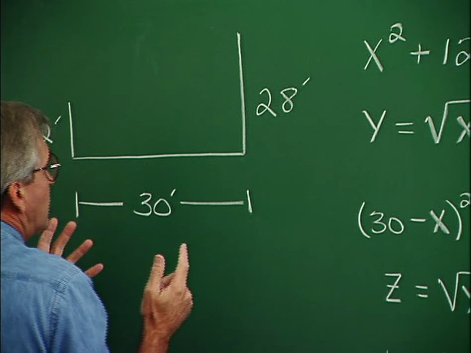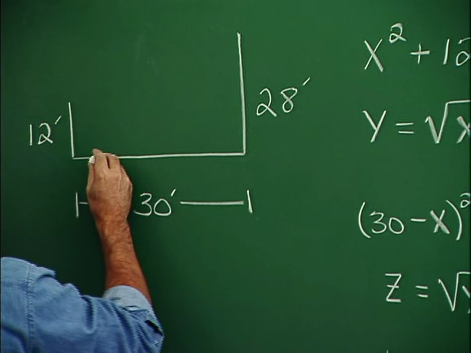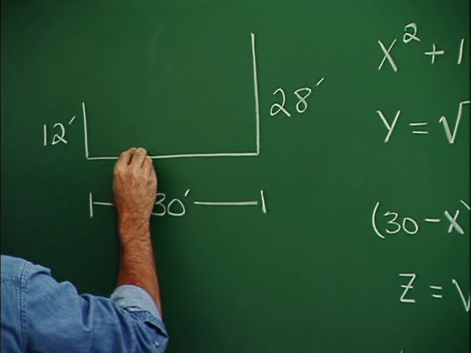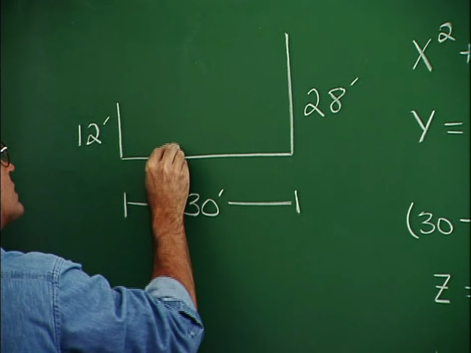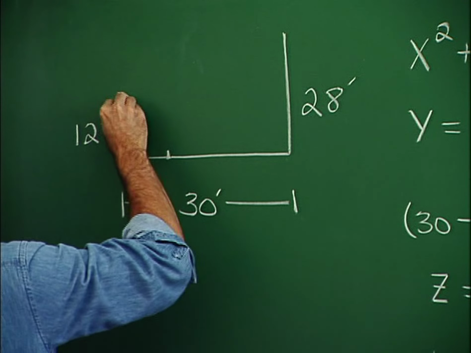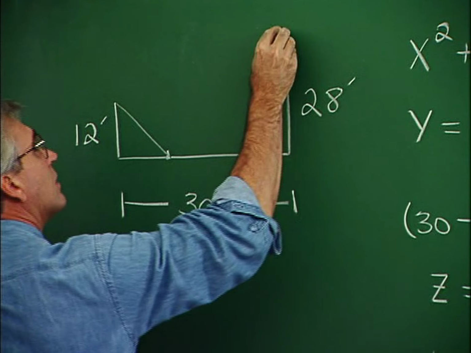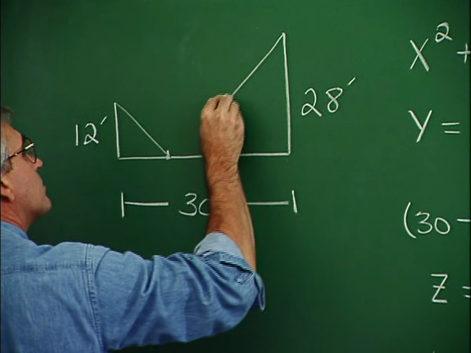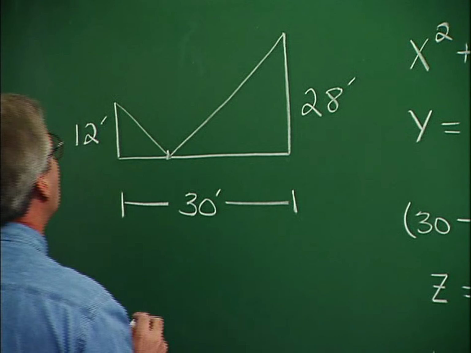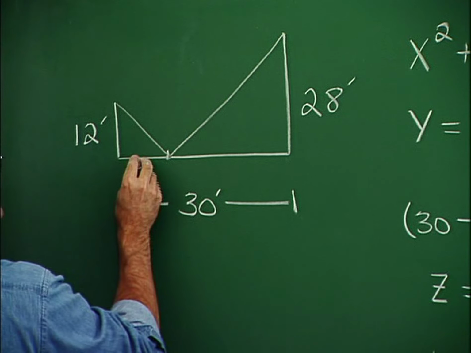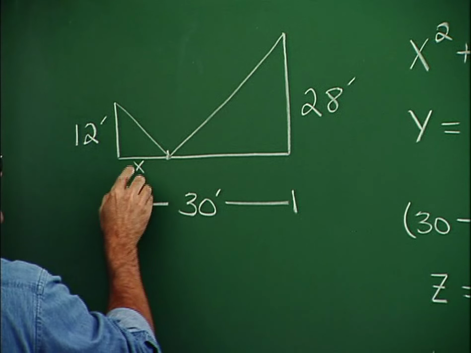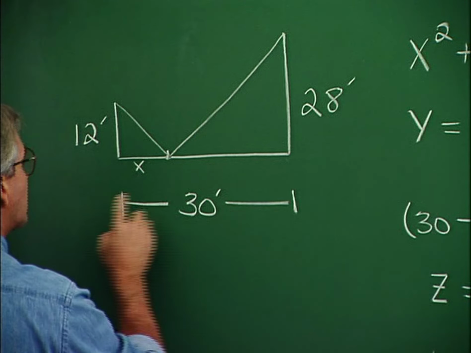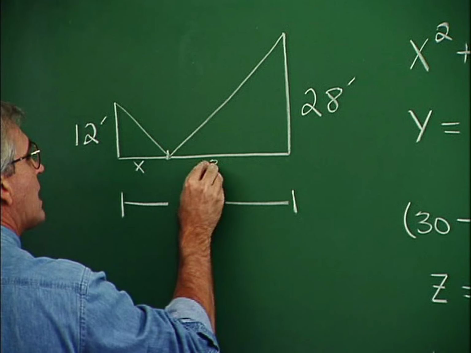Now, in order for us to minimize that distance, let's say it's roughly here. We're going to have a stake right here, so we'll have a wire coming in from the top of that post and from the top of this post. And this distance, let's just call this distance x. And if this is x and the whole distance is 30, then this distance is 30 minus x.